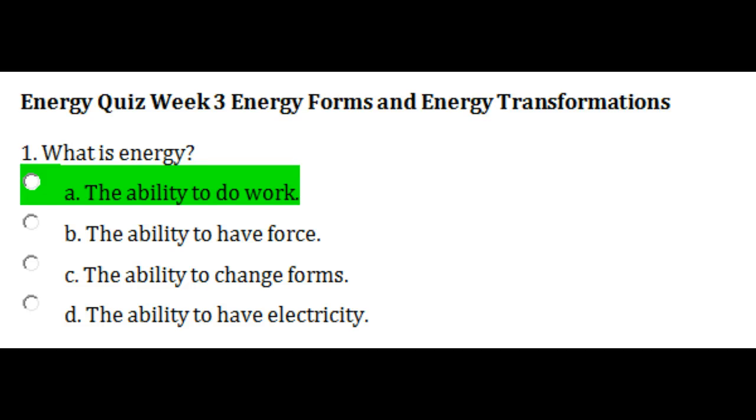Hello, Gator Scientist. Today we're going to do quiz corrections for Energy Quiz Week 3, Energy Forms and Energy Transformations. Question number 1 is a review of last week's quiz.